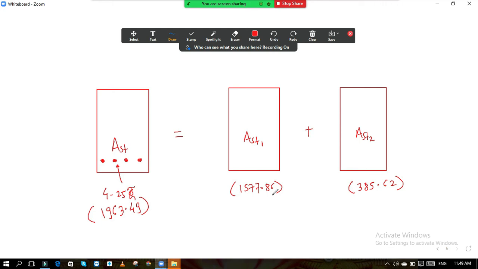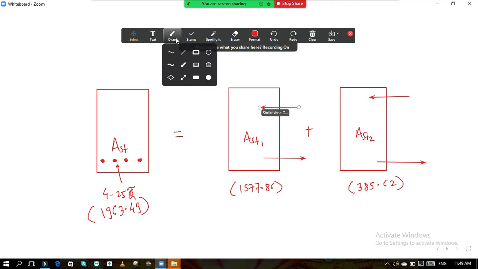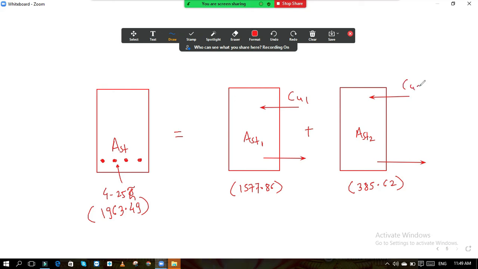We know that if we take the forces, somewhere here your Cu is acting, Cu1, here Tu1, Cu2, Tu2. I will take this level down, it goes down somewhere here. So see, this is your Cu1, Cu2, Tu1, Tu2. What I have done: first I want to calculate this AST2.